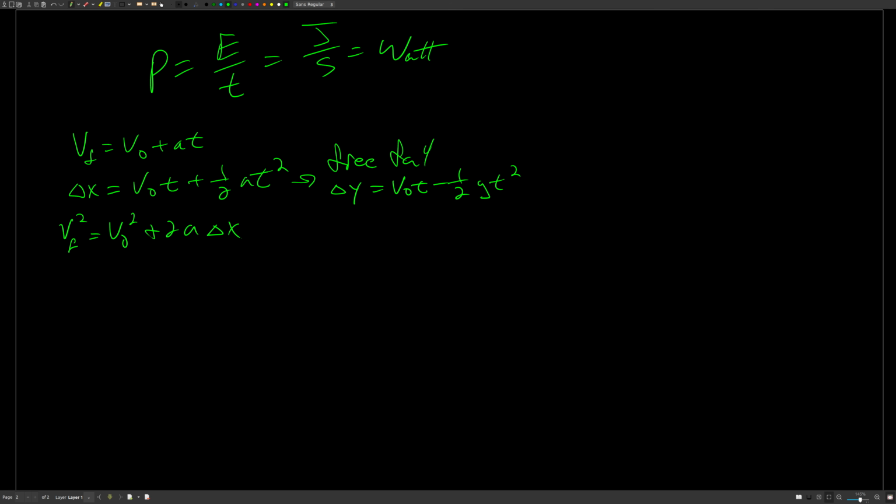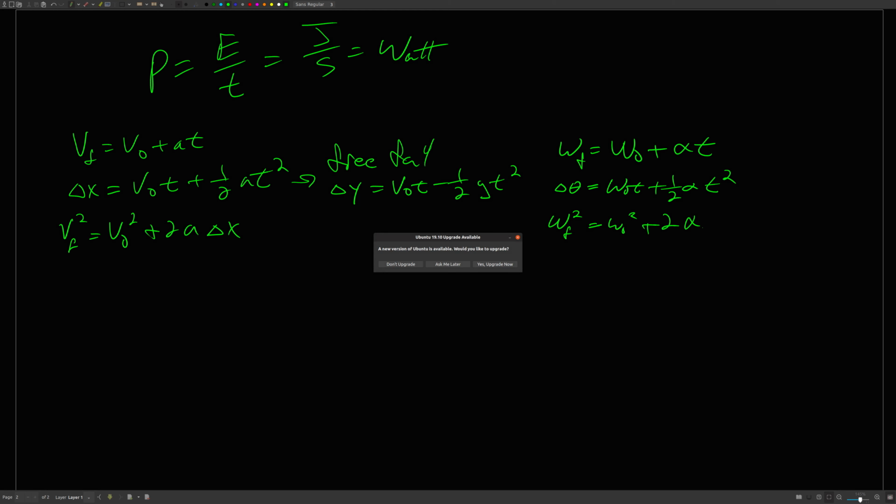Then you have all the parallels in rotational. It's like omega equals omega naught plus alpha t. Does it look like we're missing one? Doesn't he usually make us have like 4 or 5? Not that we use all of them, but I have that somewhere in the very beginning. There's sort of 3 basic ones. Delta theta equals omega naught t plus 1/2 alpha t squared.